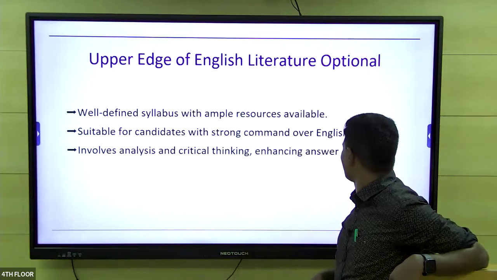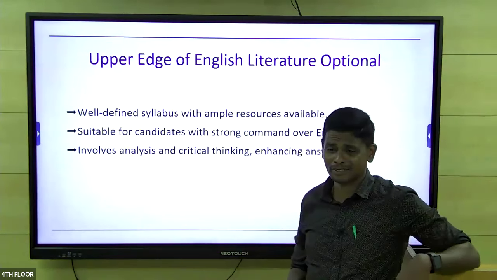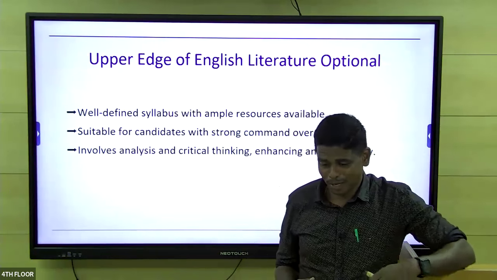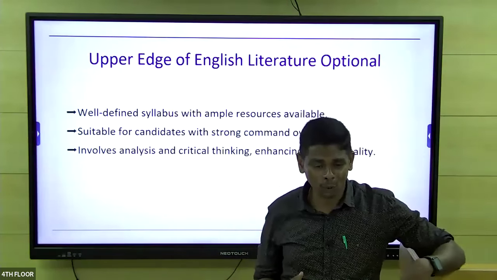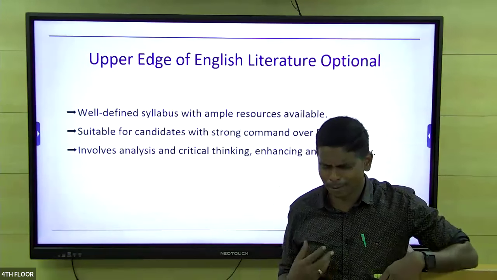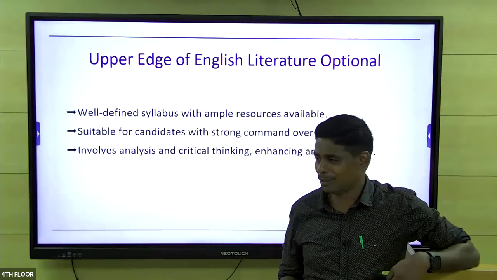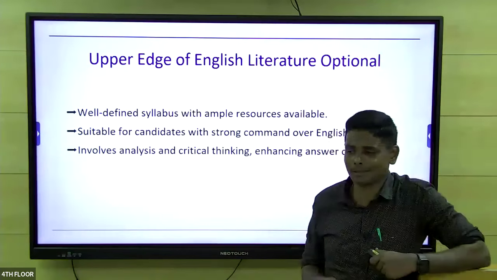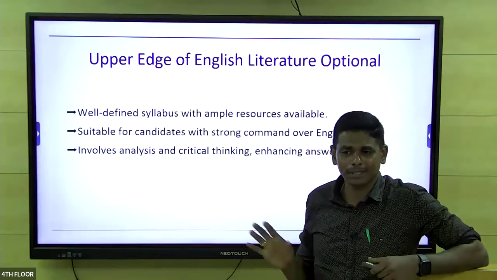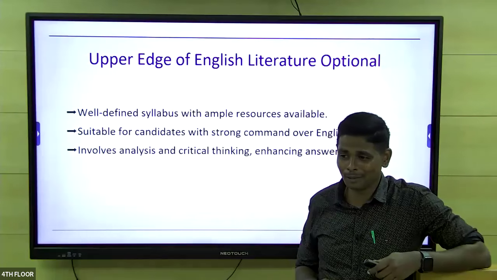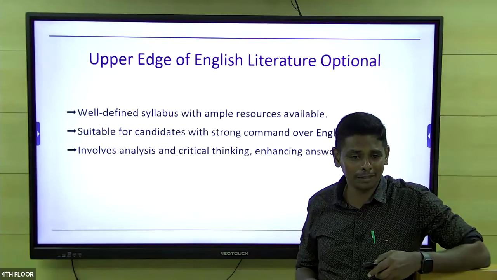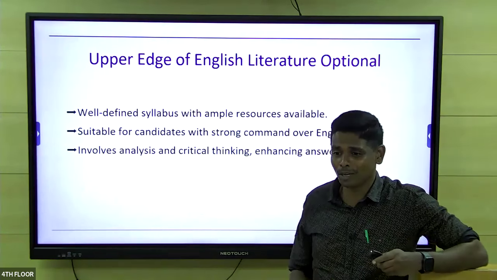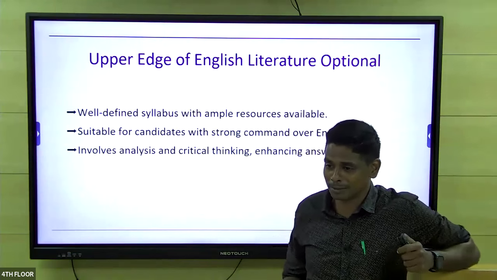It involves analysis and critical thinking, enhancing answer writing quality. Very often I come across candidates who tell me that if they clear prelims, they will definitely be in service, and the only thing is they are unable to clear prelims. Come on, that is nonsense. That doesn't work here in UPSC. What is the primary criterion for clearing prelims? It is a qualification paper. Even UPSC doesn't count your marks since you have cleared prelims.